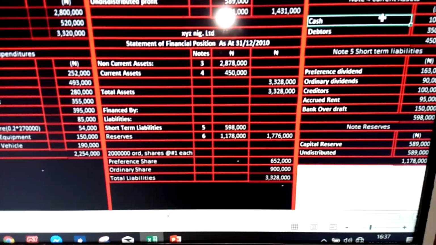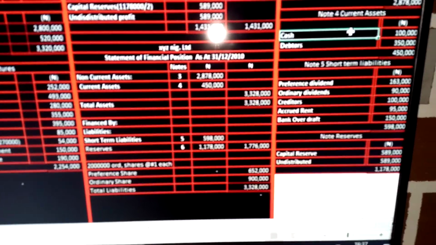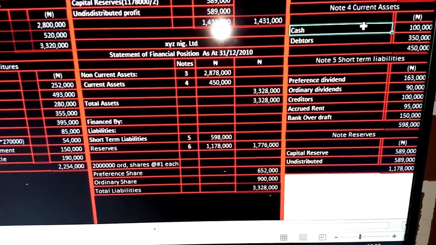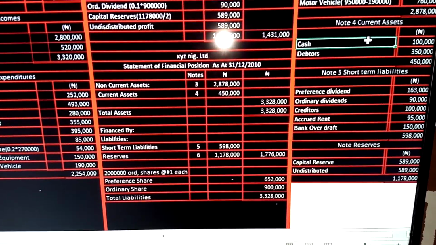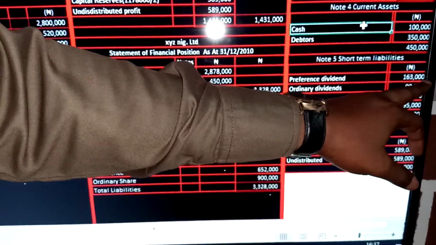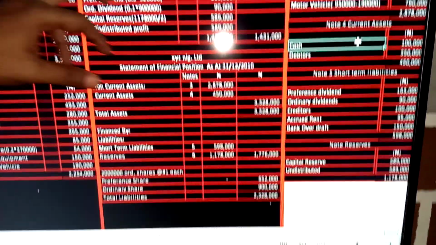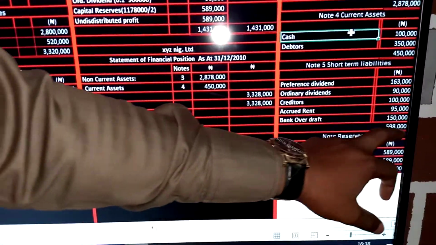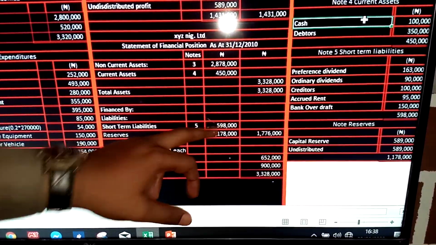Remember, you have proposed to pay preference dividends. You have proposed to pay ordinary dividend, but you have not paid it. So that means you are owing the shareholder. So they say short-term liability. So we have preference dividend 163,000 based on what we got in the appropriation account. Look at it here. Ordinary dividend the same thing, 90,000. So when you add together, you have 598,000. So the next one is your reserve.